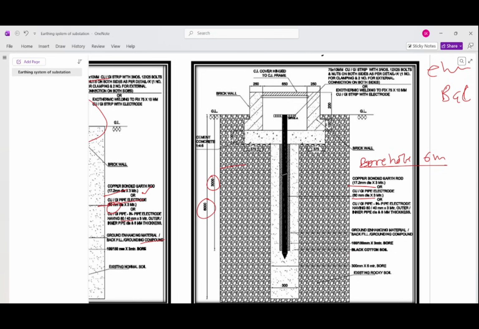Black cotton soil is there, 300 by 6 meter borehole. Existing rocky soil also around. Here exothermic welding is the important point. Exothermic welding is required to make one metal, like a joint is not there, these will be combined or welded together to become one, and zero resistance between these two. So this is also a very important point.